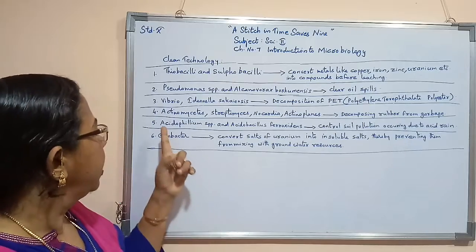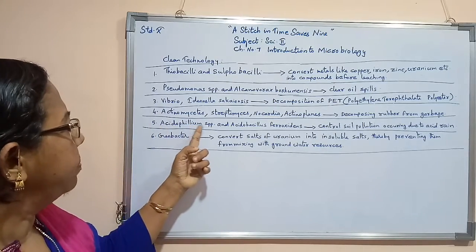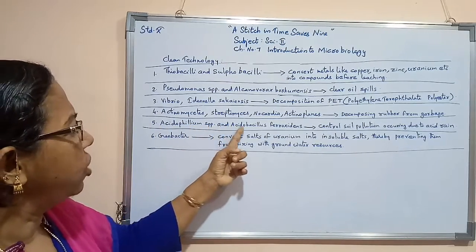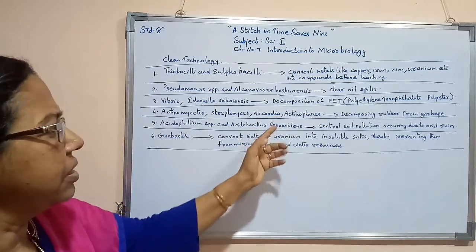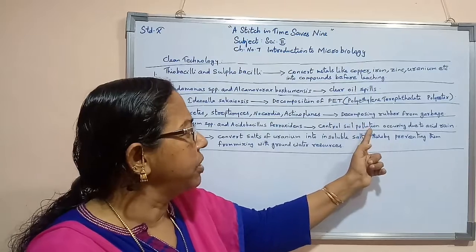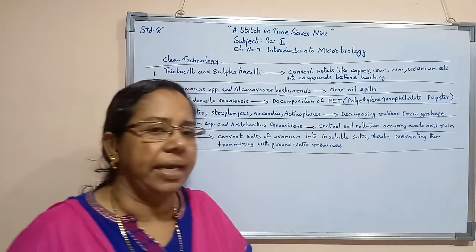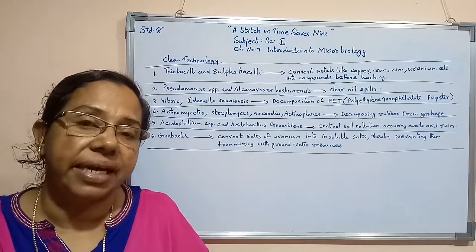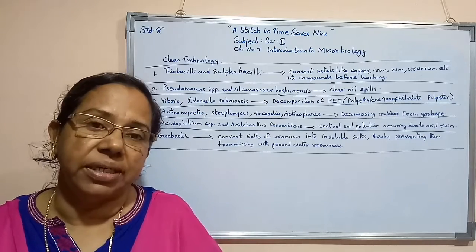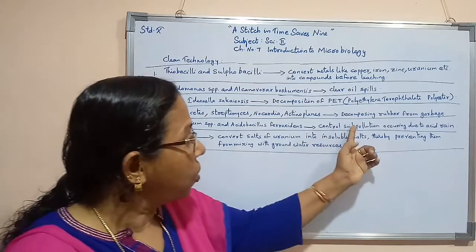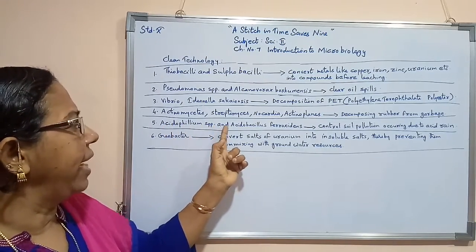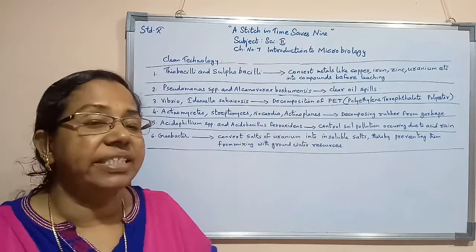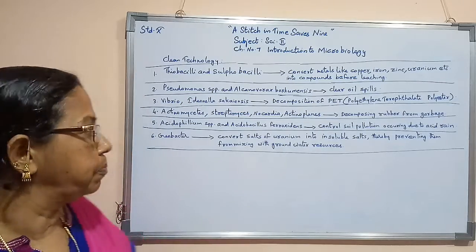Now, Acidophilium spp and Acidithiobacillus ferrooxidans. These microorganisms control soil pollution occurring due to acid rain. Because of acid rain, the soil gets polluted. Then, for controlling that soil pollution, Acidophilium spp and Acidithiobacillus ferrooxidans microbes are helping.